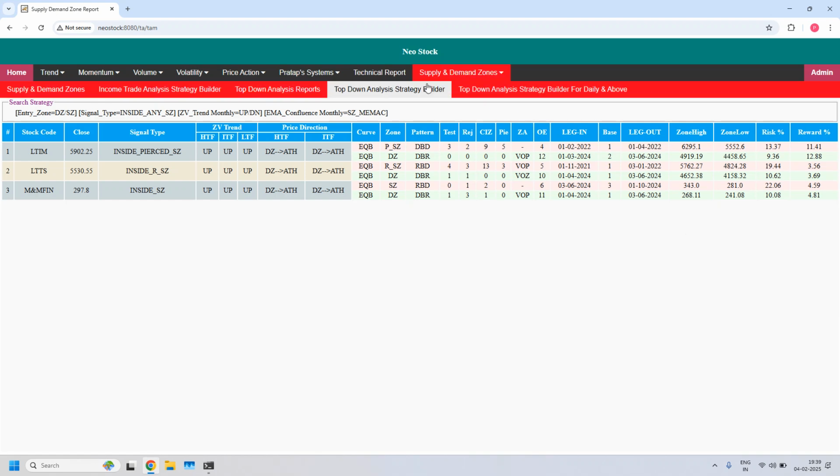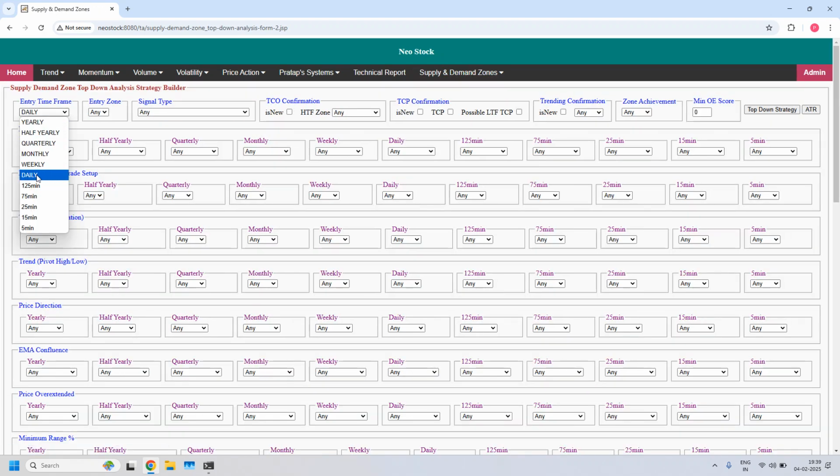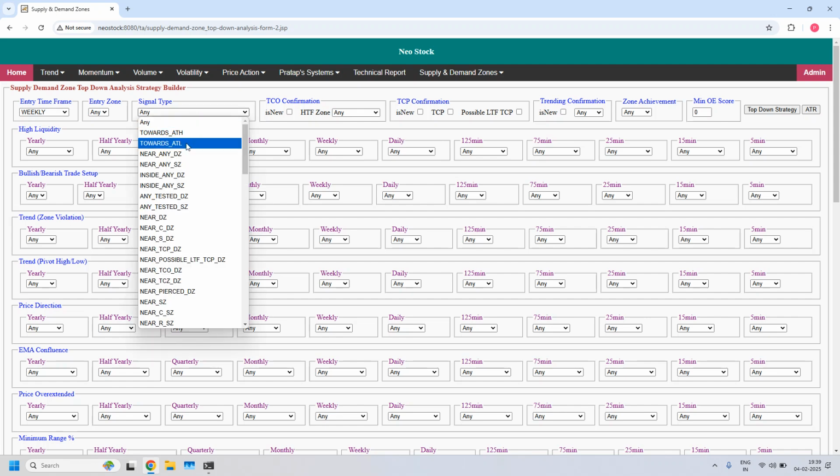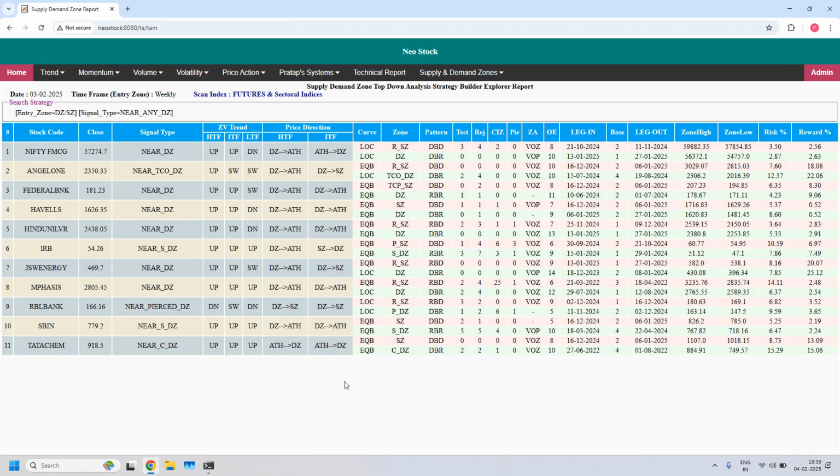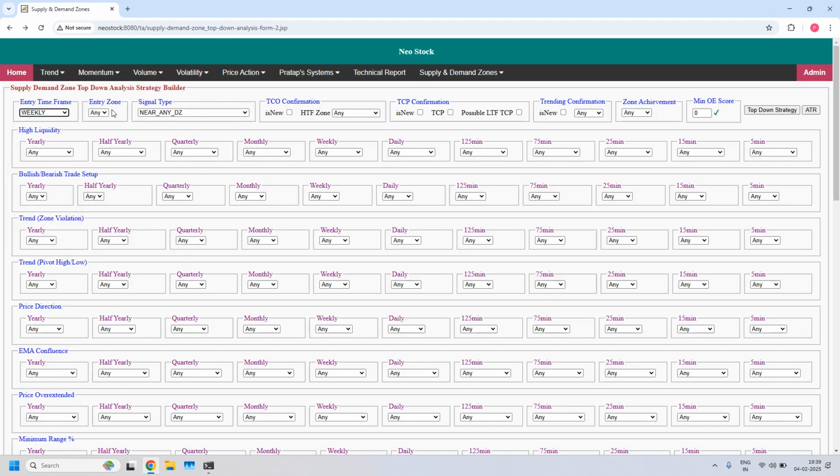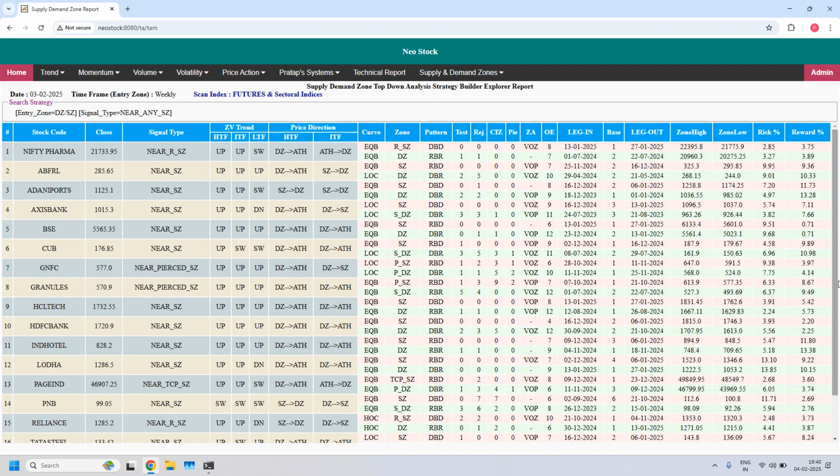Next time frame is weekly. Stocks near weekly demand zone. We got 11 stocks. Next, weekly time frame. Stocks near weekly supply zone. We got 18 stocks. First 15 stocks in the list.